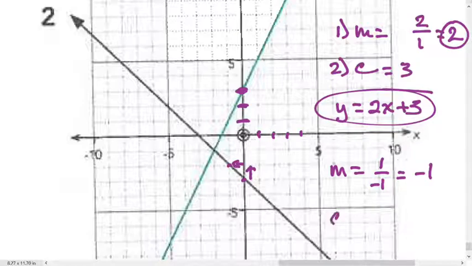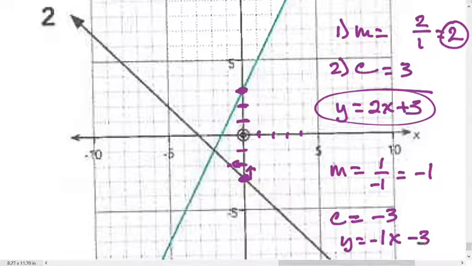Now I need to find my C. The spot that I picked a while ago is also the place where it crosses the y-axis. So that's down 1, 2, 3. What's down 3 mean? Negative 3. So y equals negative 1x minus 3. So it's not always plus, right? If it's a negative, then it's not plus, it's minus, okay? So here's my second equation.